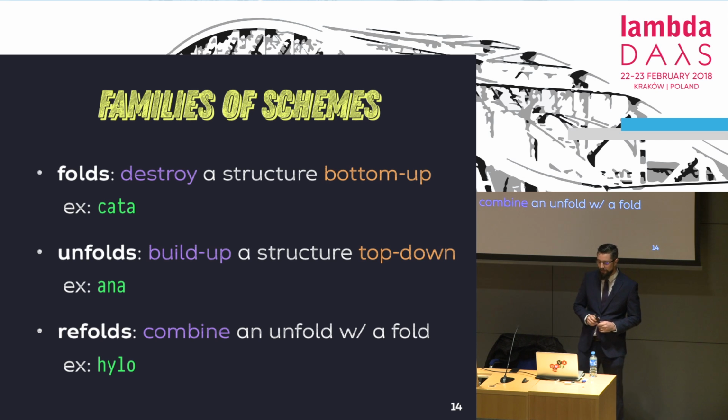Oh, and one important thing to notice, we will repeat that throughout the talk, is that folds destroy a structure bottom up. From the leaf, you fold the structure starting from the leaf. And unfolds act top down. They start from the roots and they unfold until you have a full tree. It's important to keep that in the back of your mind.